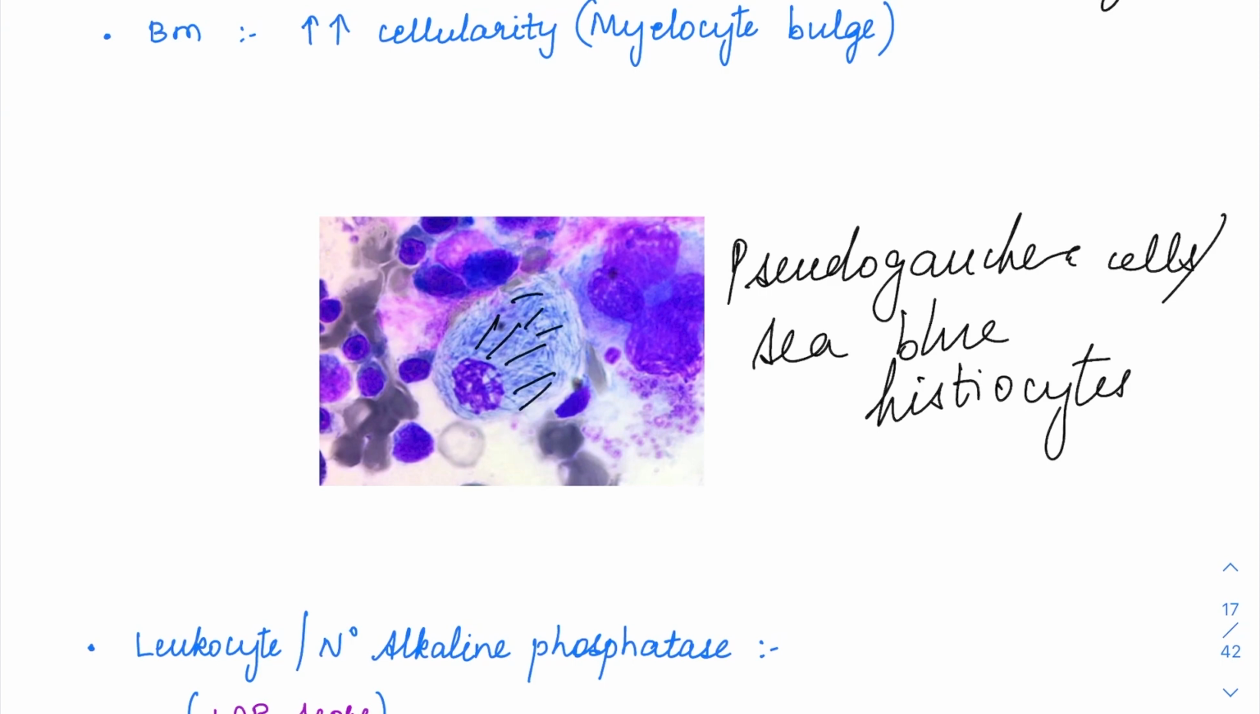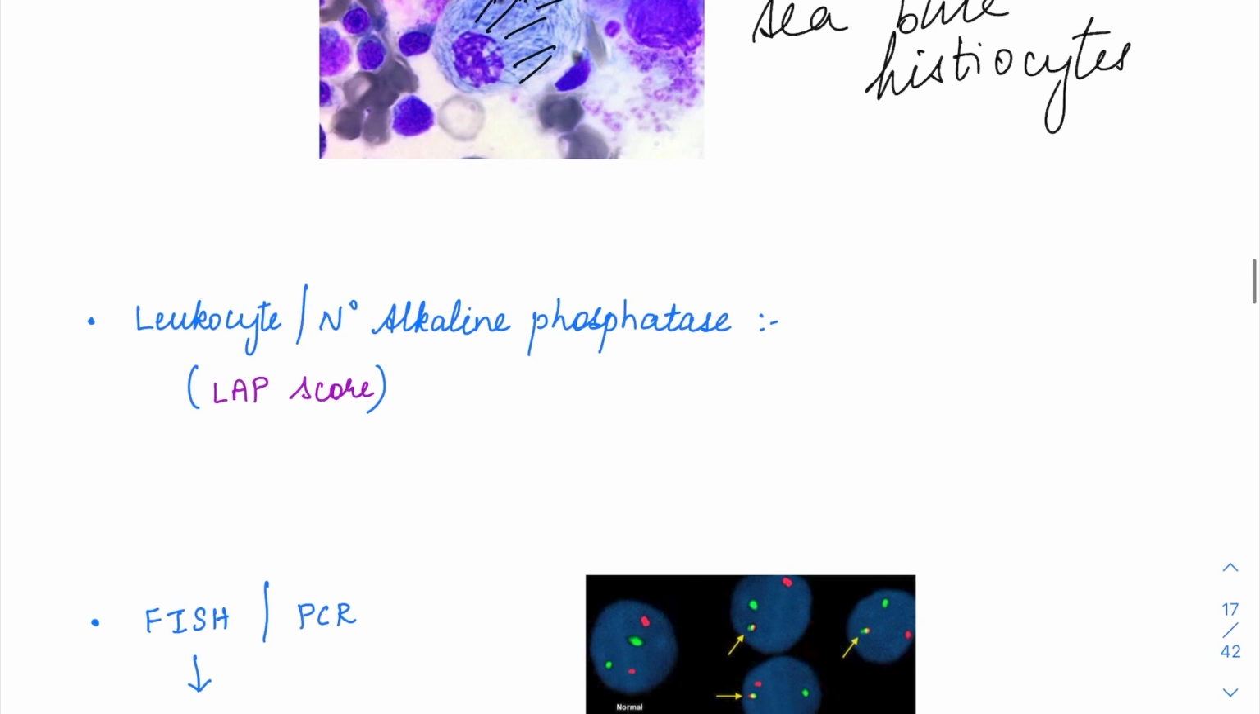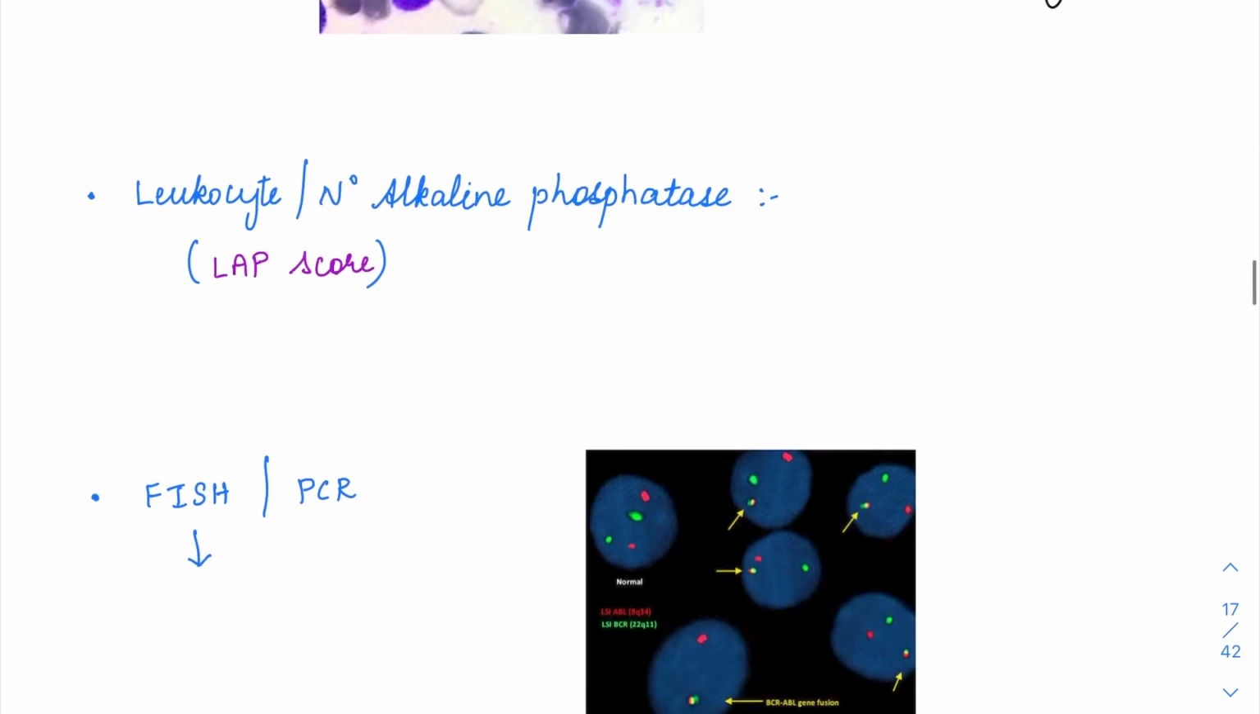They have this crumpled tissue paper appearance, and this is actually because of the increased cell turnover which is seen in CML. There is lipid accumulation in the histiocytes. So that is why they are called pseudo-Gaucher cells, which appear like the Gaucher cells. These are nothing but the sea blue histiocytes.